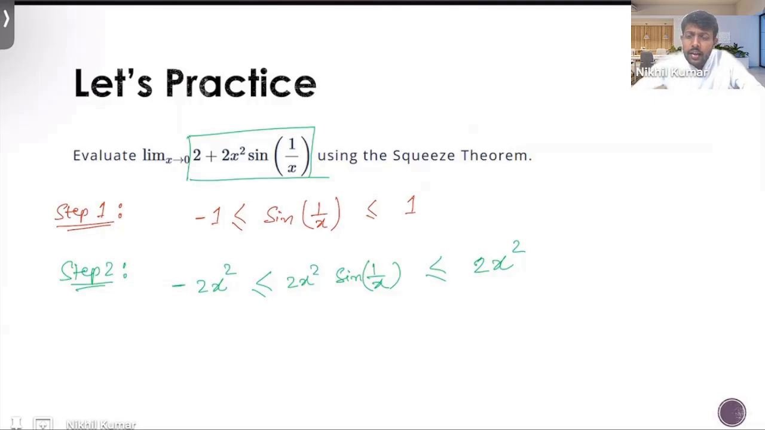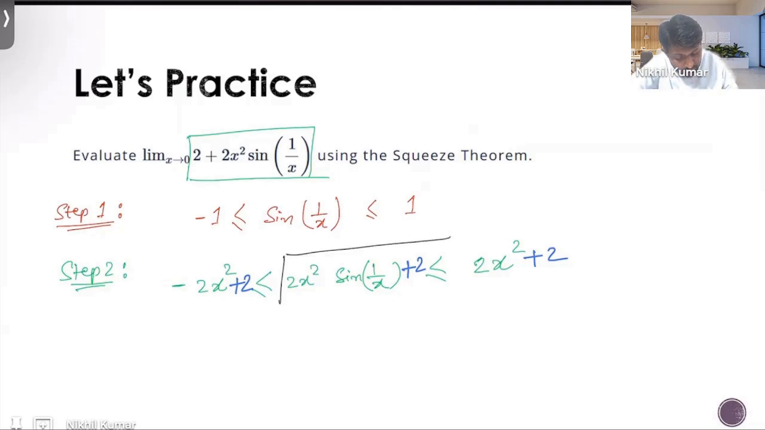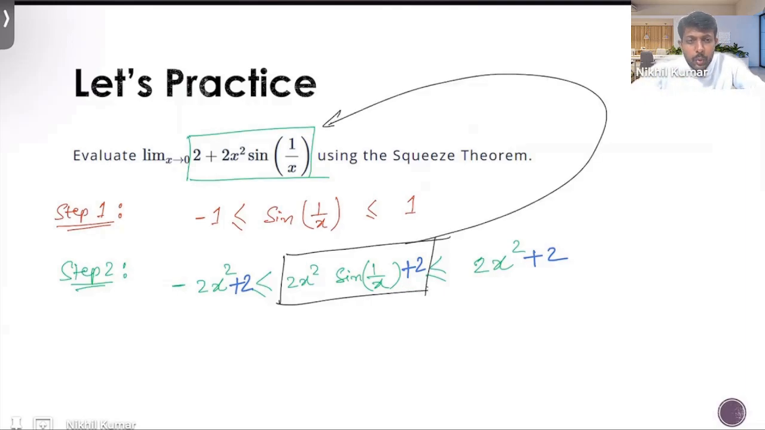Okay. But this is not the function that is given. I have an extra term which is plus 2, as you can see. So what I'll do is I'll add 2 on all the sides. So add here, add here, add here. And now look at the function in the middle. Isn't this the same thing as has been given to us? So 2 steps done.